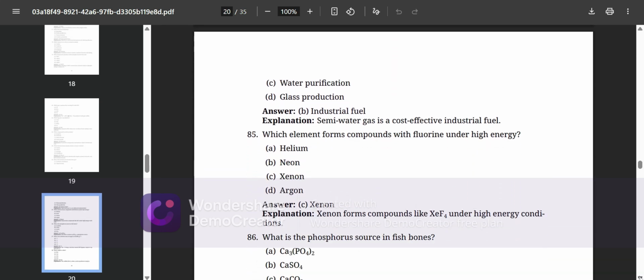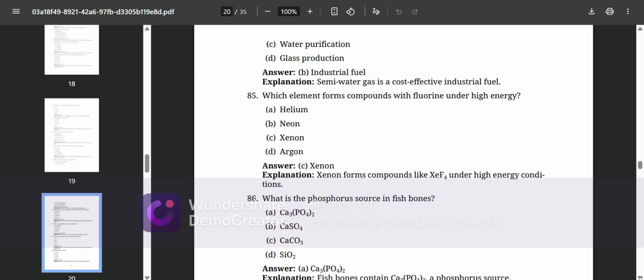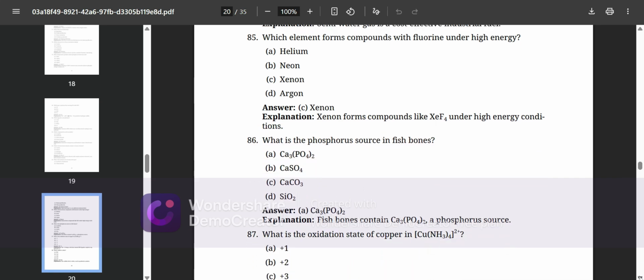Semi water gas is a cost effective industrial fuel. Which elements form compounds with fluorine under high energy? Xenon forms compounds like XeF4 under high energy conditions.